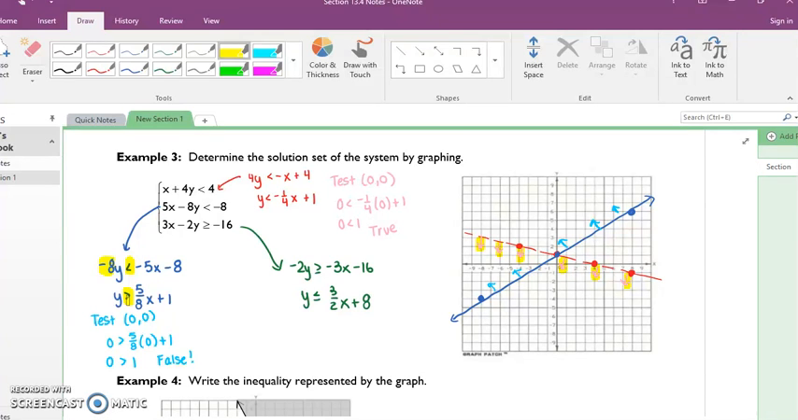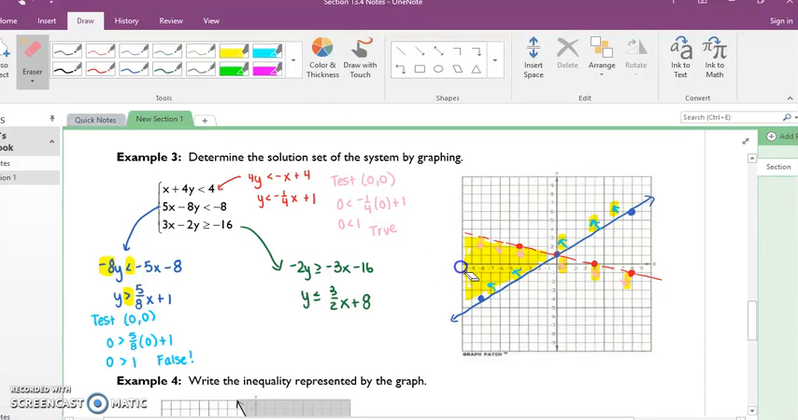After I flipped that inequality symbol, I went ahead and again tested the point (0, 0). I ended up with the result of 0 being greater than 1. That is not true. So I'm not going to shade towards (0, 0), which means I'm going to shade everything above. So as of right now, if I were to be shading, I would be shading in this wedge right here because that's everything below the red line but above the blue line.